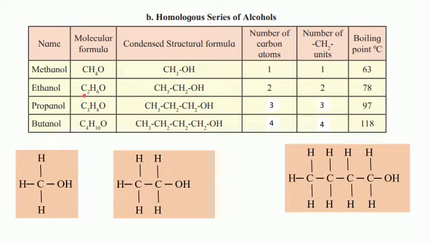Second example, ethanol, C2H6O. You can even write it as C2H5OH, where you can write the functional group. Right now they have added the hydrogen of the functional group also over here, but you can even write it as C2H5OH. The condensed structural formula will be CH3CH2OH. So here it has been given CH3, CH2 and OH. Number of carbon atoms we will have 2.